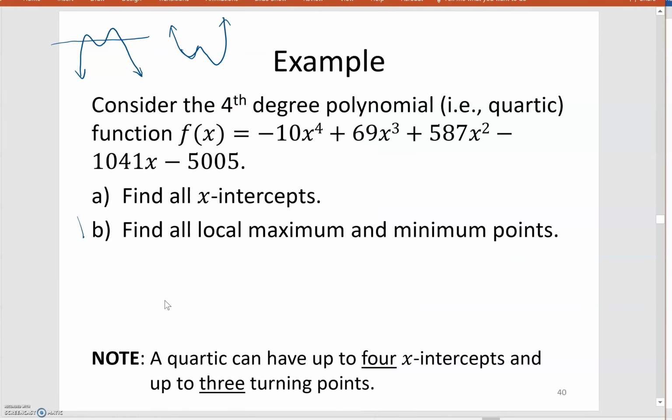So in our last video, we were discussing third-degree polynomials, which are called cubics, and then we also looked at this fourth-degree polynomial a little bit and graphed it and talked about what the shape of fourth-degree polynomials are in general. And now it's time to find these x-intercepts and find all the local maximum and minimum points of the given function.